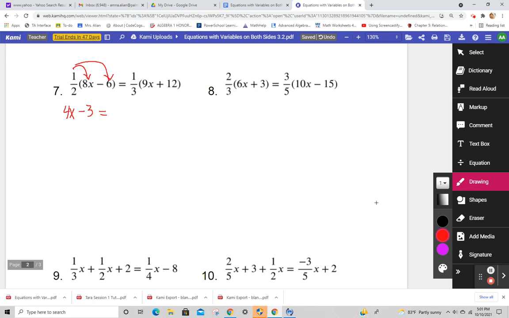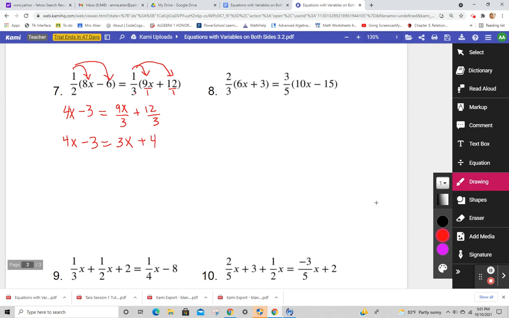Equals 1/3 of 9 means 9 divided by 3. If you want, we will turn these into fractions so you're not confused. And we'll do more steps to help you understand. 1 times 9x is 9x, and 3 times 1 is 3. 1 times 12 is 12, and 3 times 1 is 3. Let's simplify that. 9 divided by 3 is 3x, and 12 divided by 3 is 4.